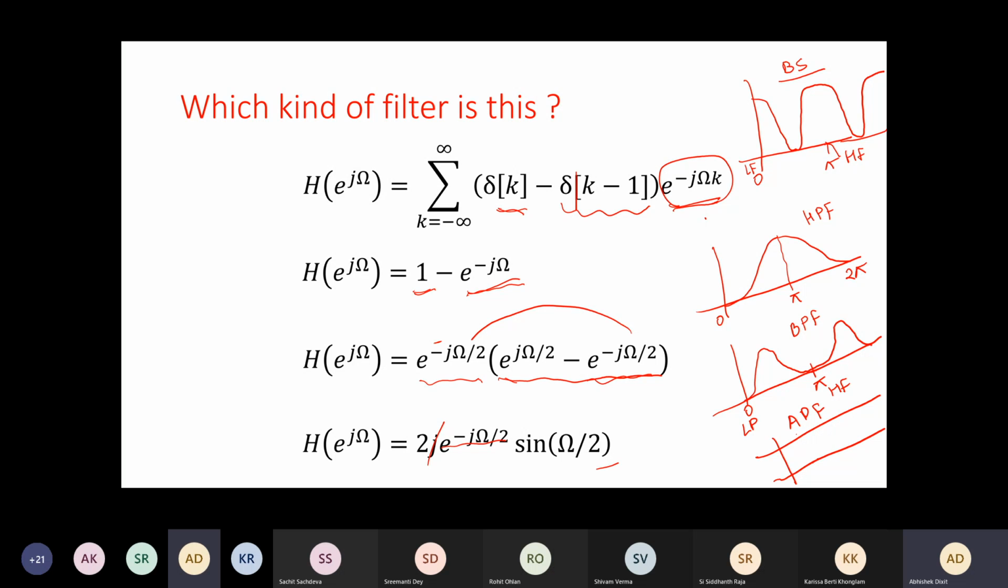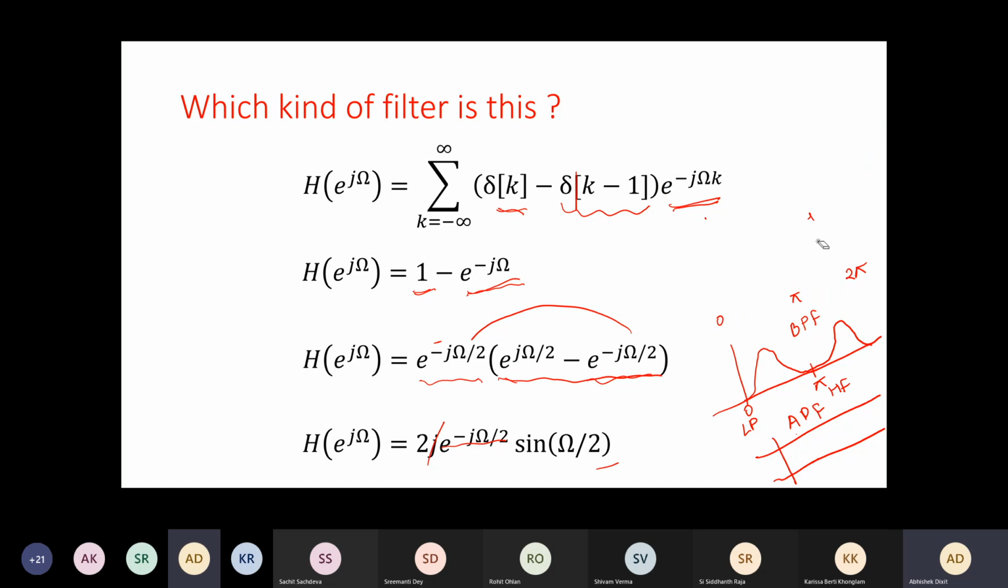Any other question? Okay. Now you didn't have to do all this exercise to answer this question. You could have answered this in another way also. What kind of system is this? If you look at the system, y[n] equals x[n] minus x[n minus 1]. What kind of system is this? It's a very known system, right? What is the system?